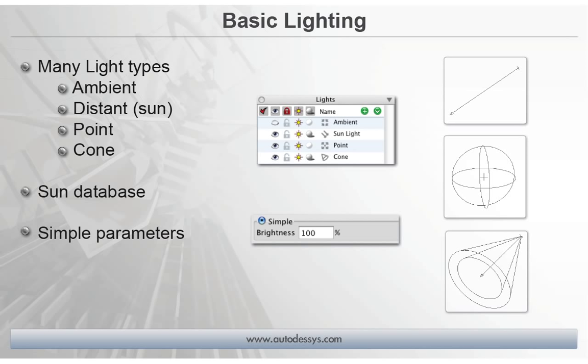Now, without the RenderZone plugin inside of bonzai3d, you get many different light types. So you get ambient and distant sunlight. So there's a sun database which lets you choose the sun position from anywhere in the world, from any city at any given time. And there are simple parameters which let you easily set up those light sources.